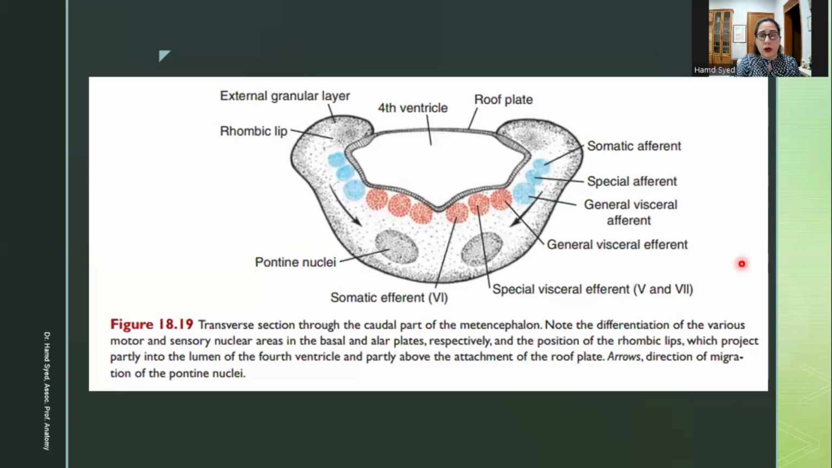So here we've got a cross section through the pons, and we can see over here, this is the upper part now of the fourth ventricle, and it is covered over here by the roof plate. And in the floor of this fourth ventricle, we have the nuclei. The motor nuclei are present medially. They're derived from the basal plates, and sensory nuclei, which are color-coded as blue, are present lateral to the motor nuclei, which are red. And you can see over here, this is the arrangement, which is in continuation with the upper part of medulla oblongata. Also, the pontine nuclei, as I told you, are derived from alar plates.